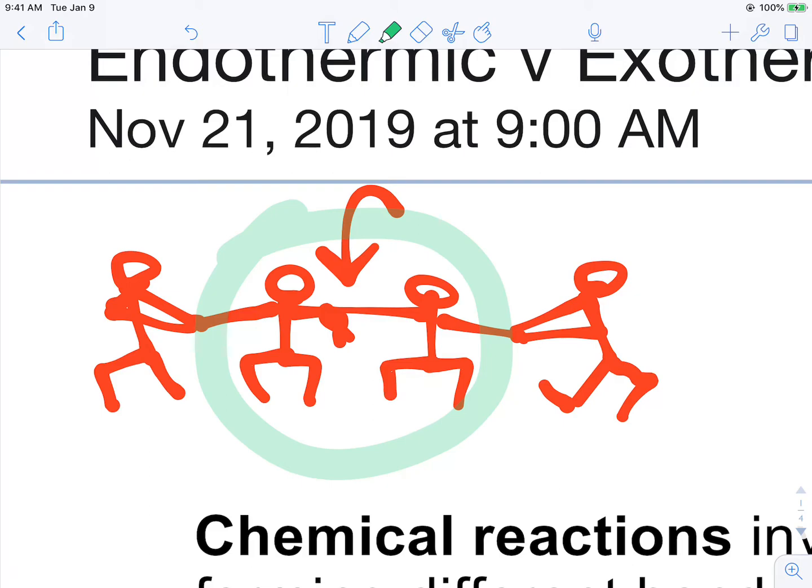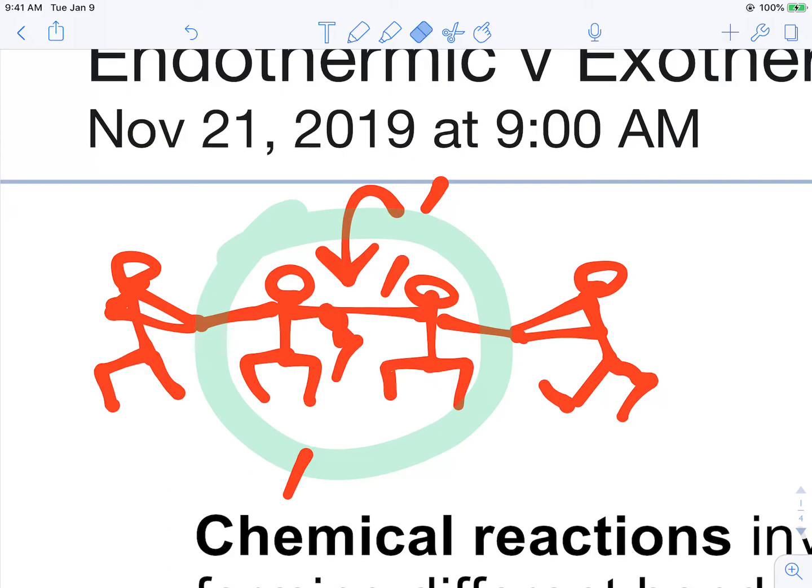And so the bottom line is that if you're trying to break these two people apart, it's going to take a lot of energy to separate their arms from each other. And that's how it works in chemistry. So when you're trying to break a bond like that, you are going to have to expend or take in a lot of energy in order to break that bond.